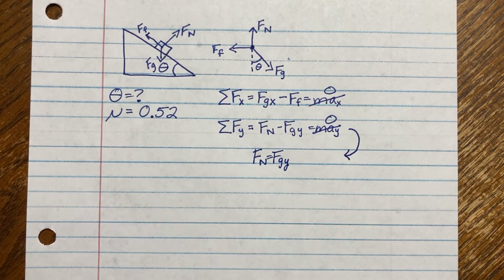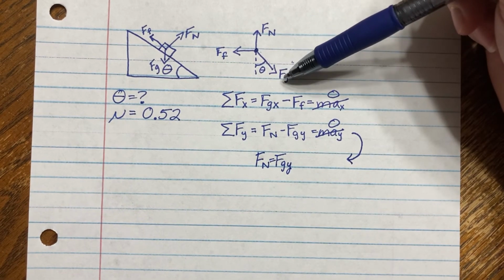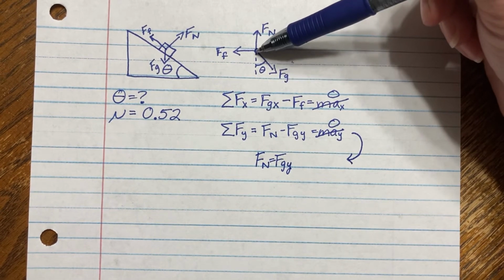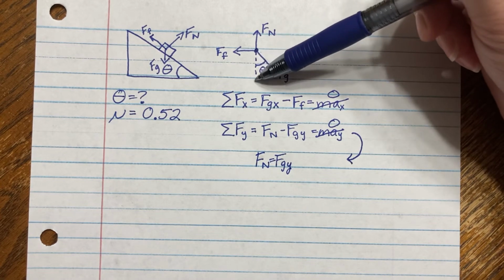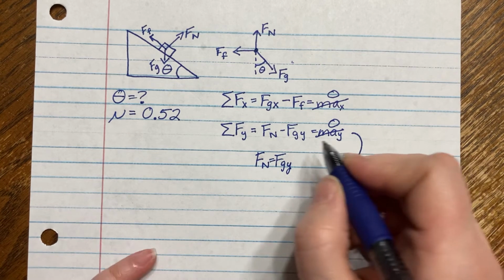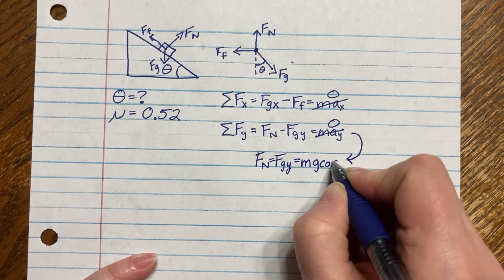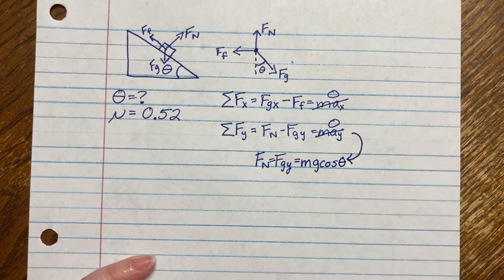And let's think about our triangle again. If this is our triangle, FG is the hypotenuse, which is mg, and the y component is the one touching the angle, so it's the adjacent, which is cosine. So we can write this as mg cosine theta. Okay, hold that thought, we're going to come back to that.